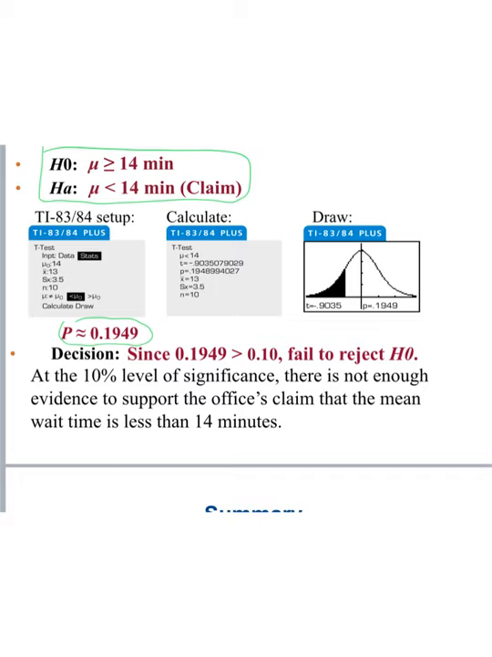also compare the p-value to alpha. If p is greater, fail to reject null. Okay, if you fail to reject the null, that null must be true. Therefore, the alternative hypothesis must be false. Or we would say, and so is the claim, right? At the 10% level of significance, there is not enough evidence to support the office's claim that the mean wait time is less than 14 minutes.